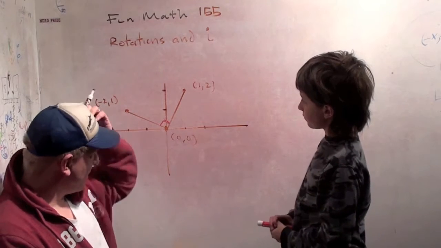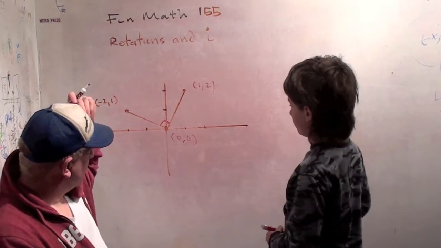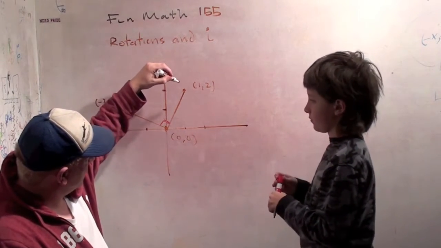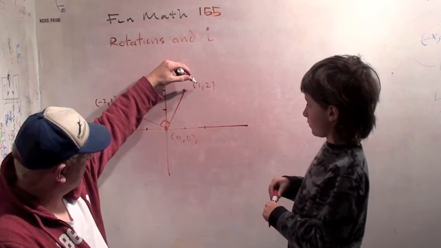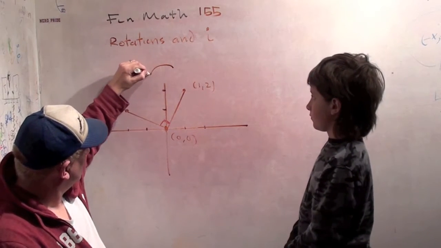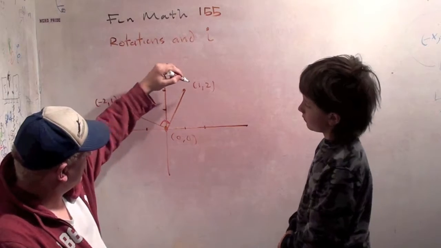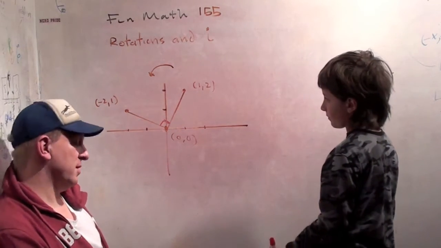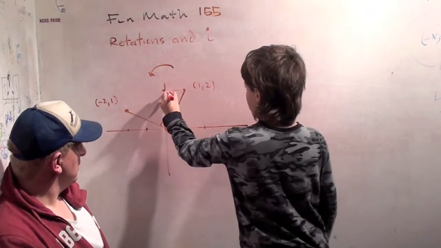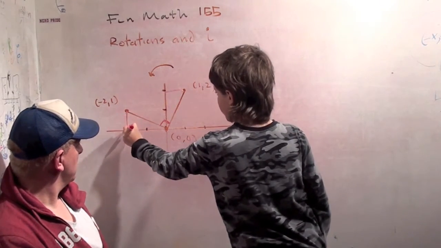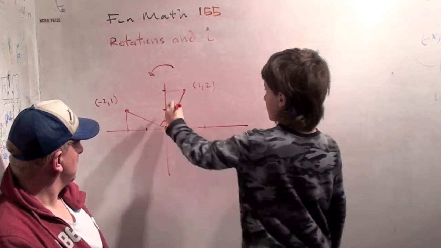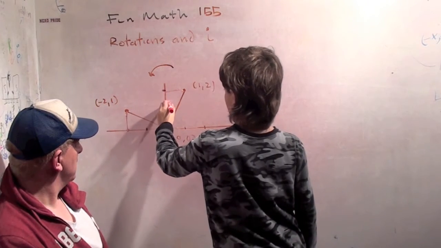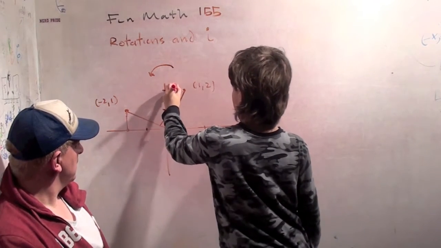Okay, and so we started talking about rotations. Can you give an explanation as to why, when you rotate 90 degrees this way, this point 1, 2 goes to this point minus 2, 1? Well, we have two triangles here. This line right here is 2 high, and 1 long.